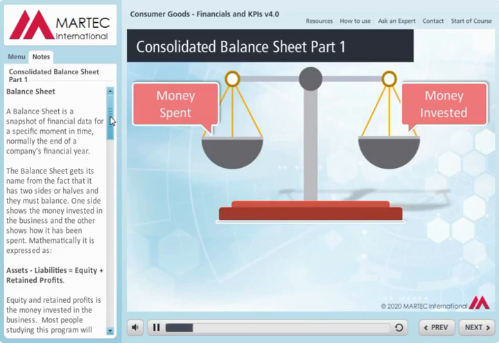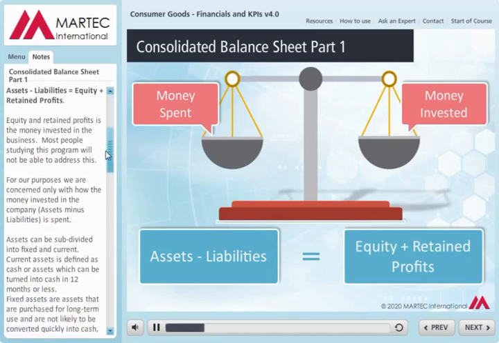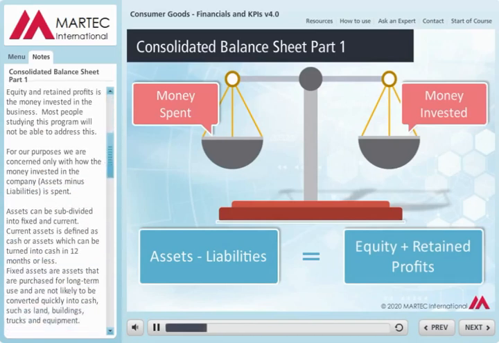Mathematically, it is expressed as assets minus liabilities equals equity plus retained profits. Equity and retained profits is the money invested in the business. Most people studying this programme will not be able to address this. For our purposes, we are concerned only with how the money invested in the company is spent.